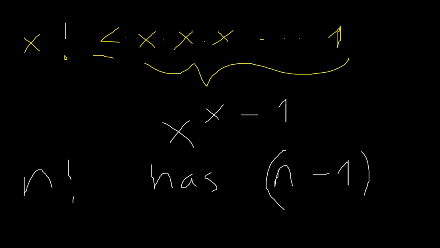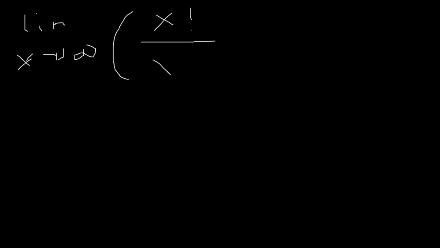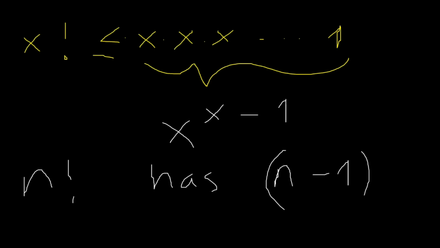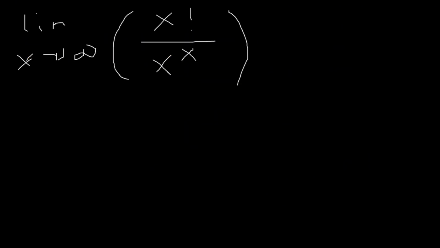Hence, the squeeze theorem states that, like we have the limit as x tends to infinity of x factorial all over x to the power x. Therefore, using this principle we earlier stated, removing the 1, we are going to have 1 is less than or equal to x factorial, which is less than or equal to x to the power x minus 1. That is how the squeeze theorem states.